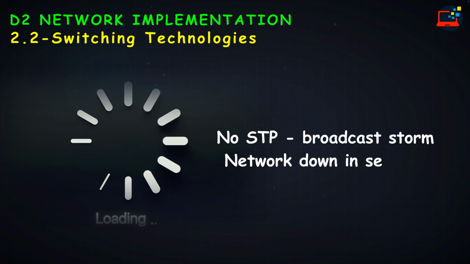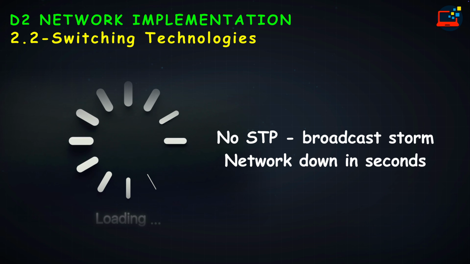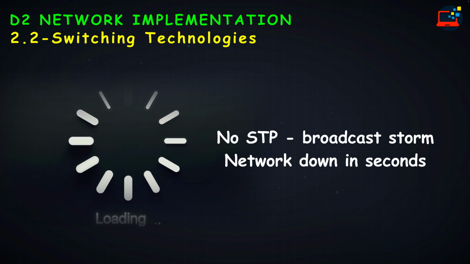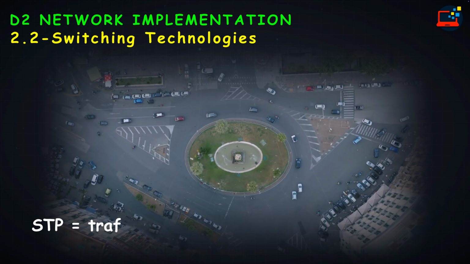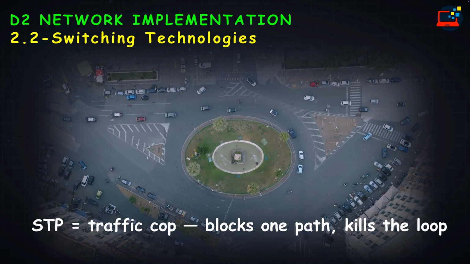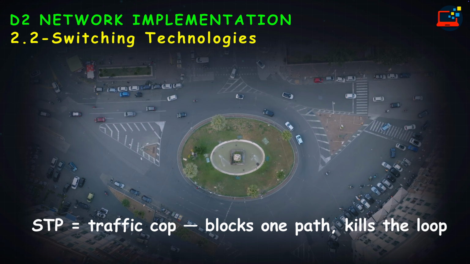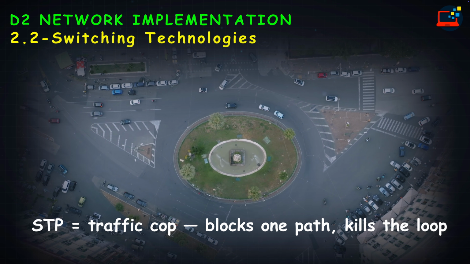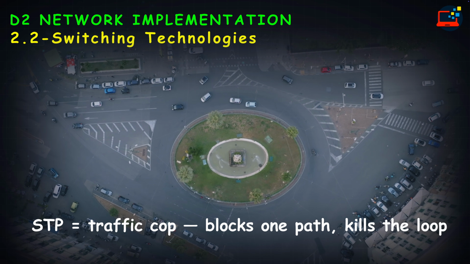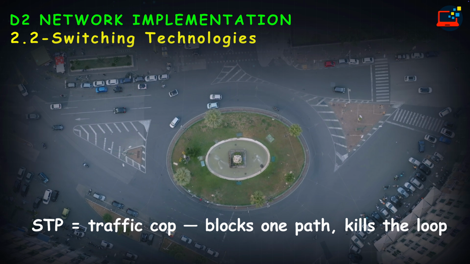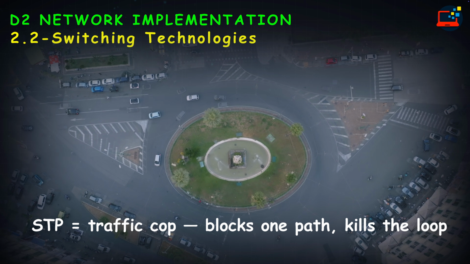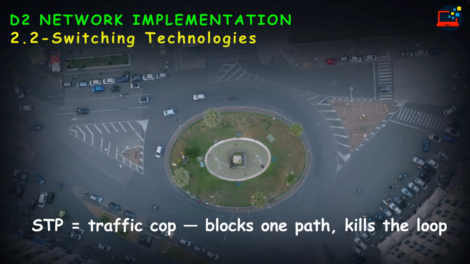Spanning Tree Protocol, STP, prevents loops on Layer 2 networks. Without STP, if you connect two switches with two cables, a broadcast frame will circle between them forever, multiply, and bring the network down in seconds. STP is the traffic cop at a roundabout with too many entrances. It blocks one path per destination, so cars actually leave the roundabout instead of looping forever. The cost is a small delay every time the topology changes.